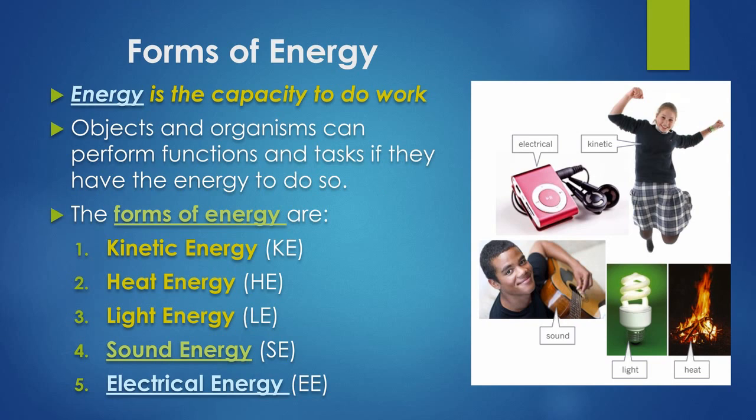So a pretty simple definition of energy is that it's the capacity to do work. So something that can do work is considered to be energy, or requires energy in order for work to be done. So objects or organisms can perform tasks, and by performing tasks they're technically doing work, and they can do that if they have a source of energy. So the ones we're really going to look at here: kinetic, heat, light energy, sound energy, electrical energy. Just at the start, we will get to potential energy later.